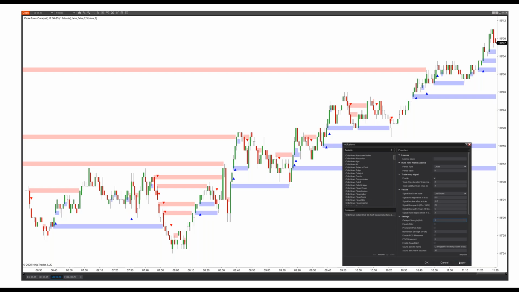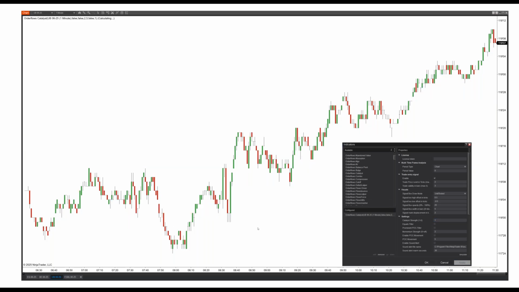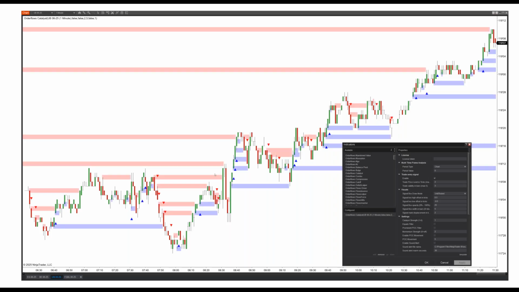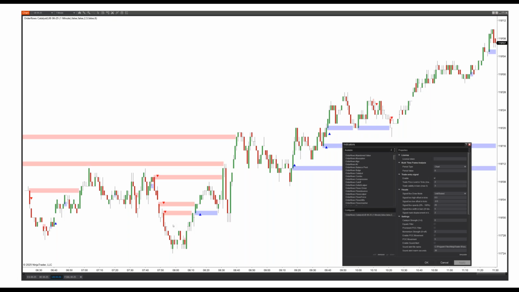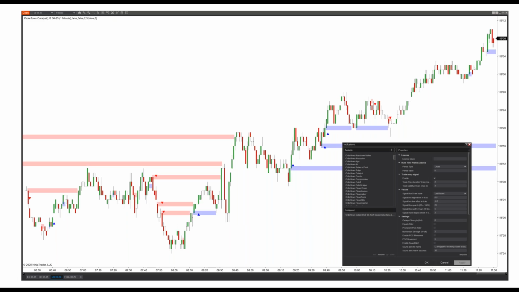I'll show you, if you set it at 1, you're going to get more signals. You can see here, there's a few more. If you set it at 6, you're going to get fewer signals because it's much higher. So you can see here, it didn't catch any of that move to the upside.